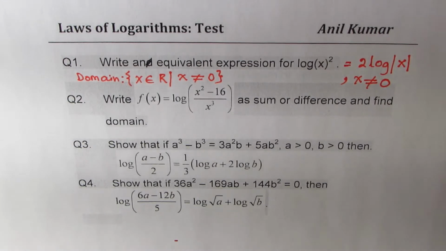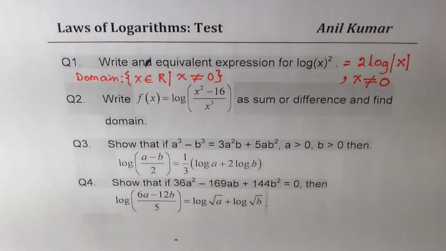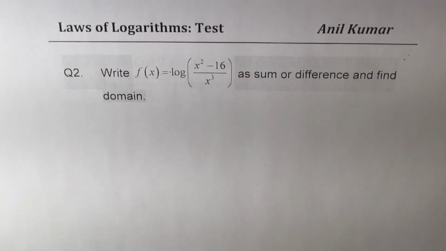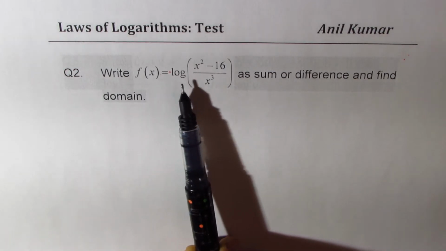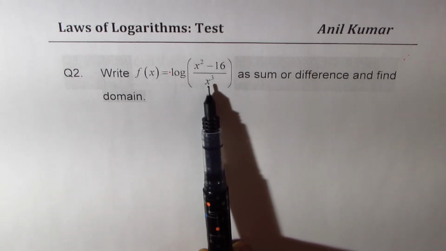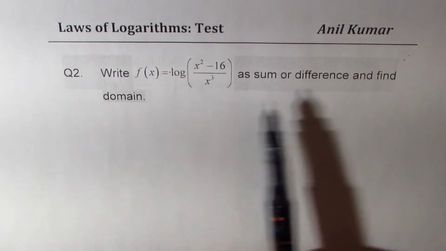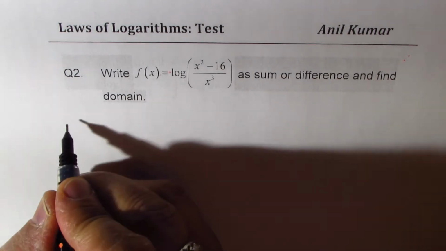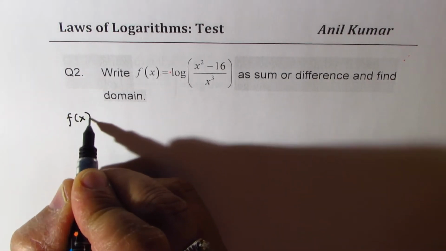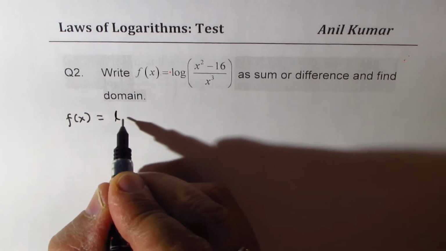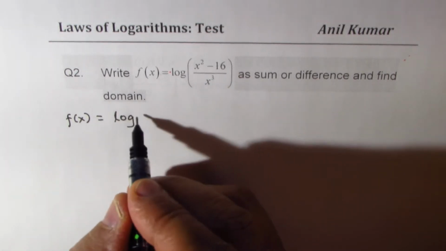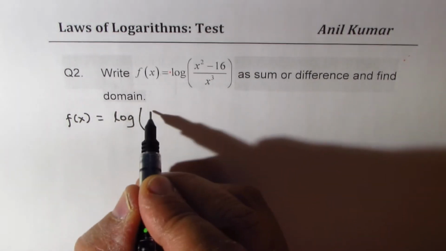Now let's look into question number 2. So let's do them on a fresh page. We need to write the function f of x equals to log x squared minus 16 over x cubed as sum or difference and find domain. Normally, how are we going to do it? Simple rules, right?